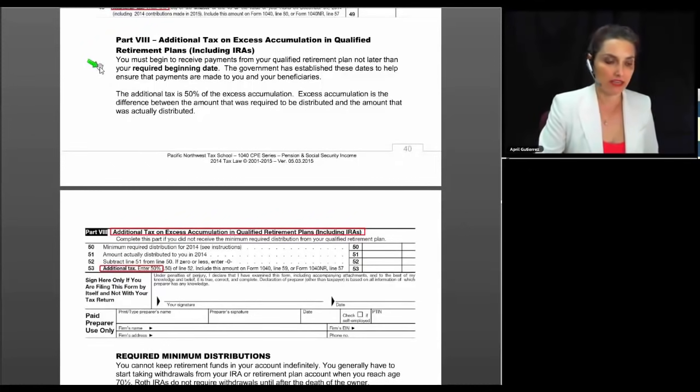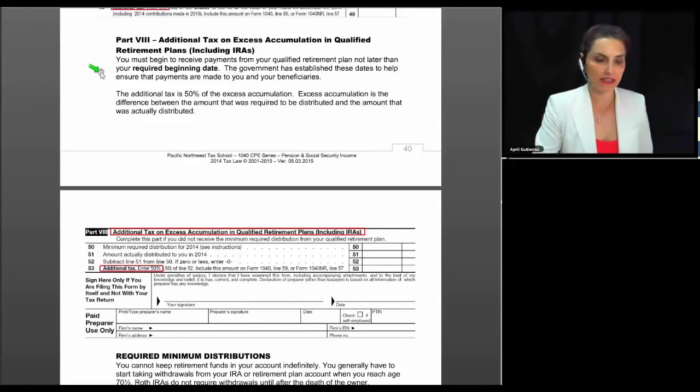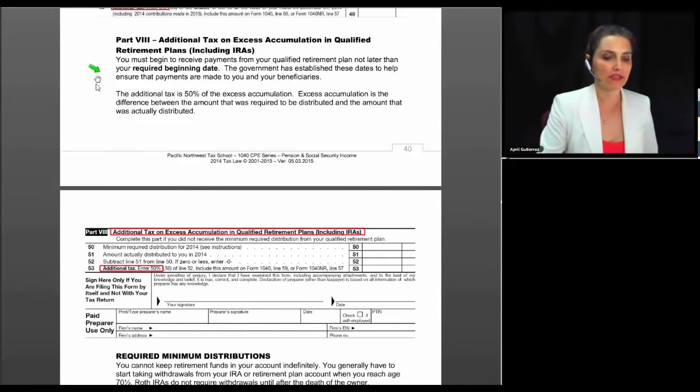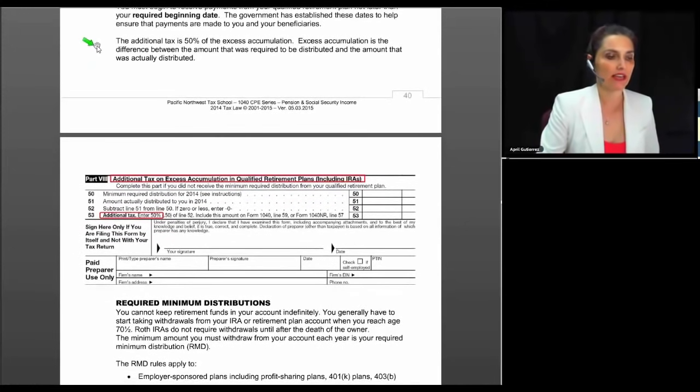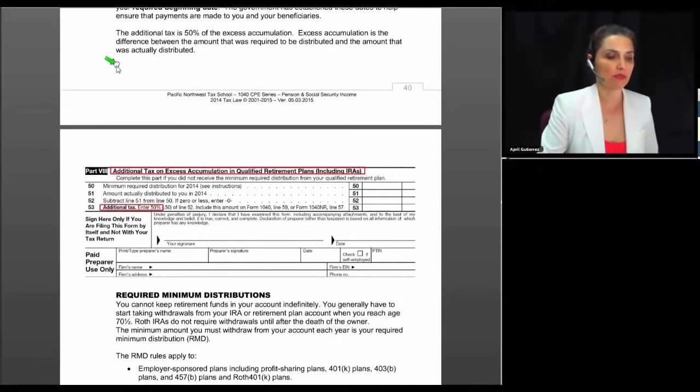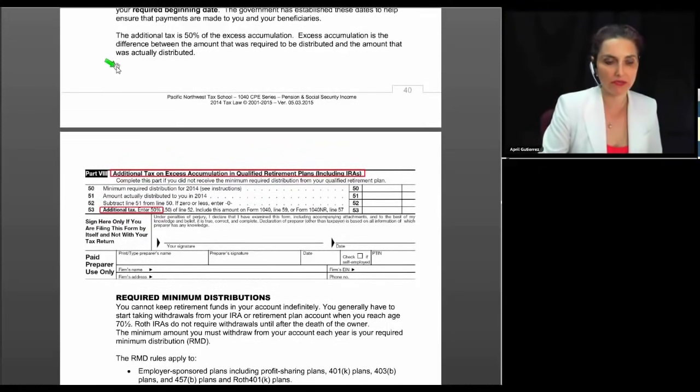You must begin to receive payments from your qualified retirement plan not later than your required beginning date. The government has established these dates to help ensure that payments are made to you and your beneficiaries. The additional tax is 50% of the excess accumulation, and excess accumulation is the difference between the amount that was required to be distributed and the amount that was actually distributed.